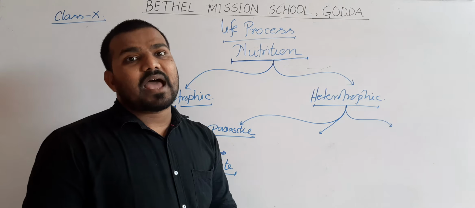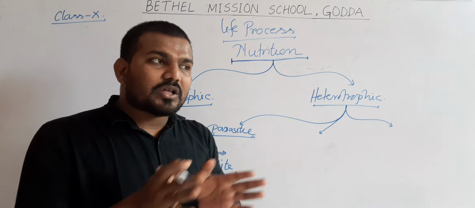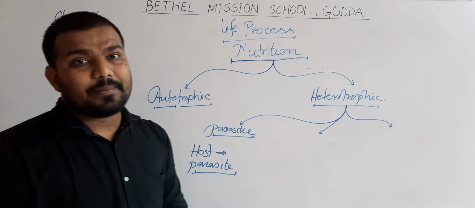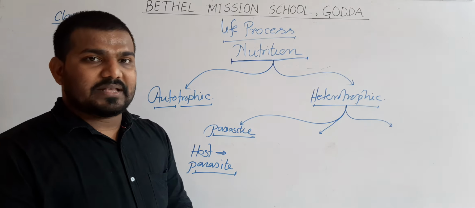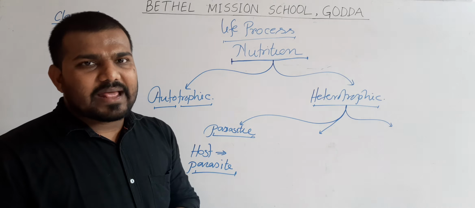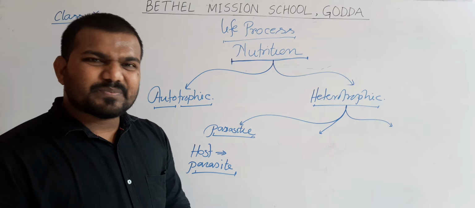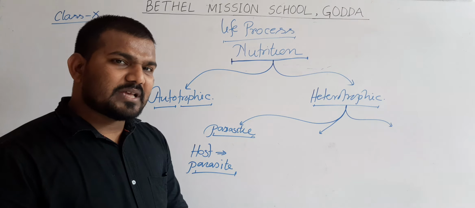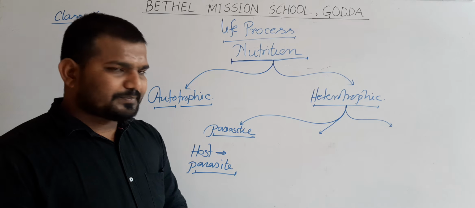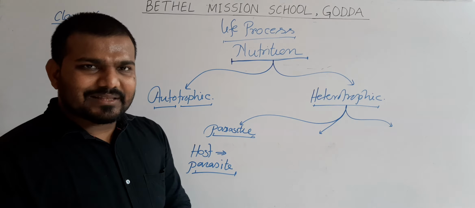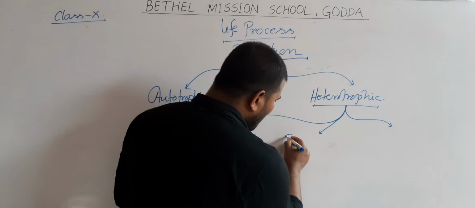Some parasites may be partial parasites or some are total parasites. If the parasite totally depends on the host body, it is termed a total parasite. Or if the parasite depends partially on the host body, it is termed a partial parasite. Now, the other one is saprophytic.